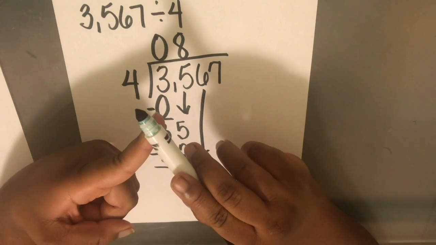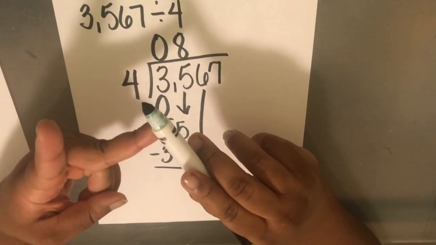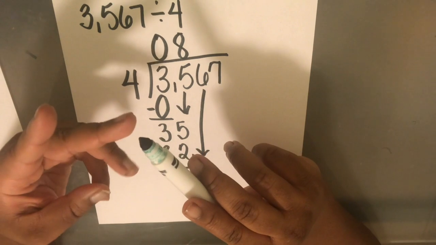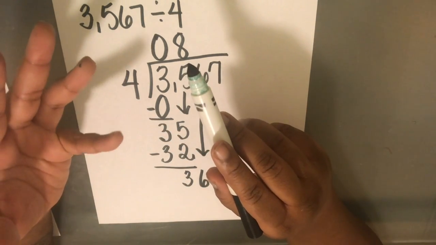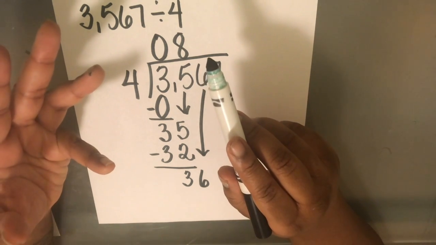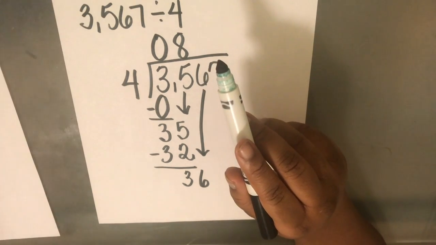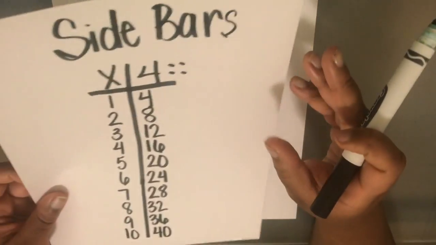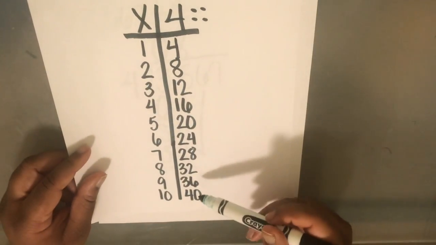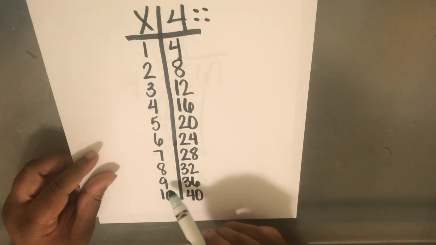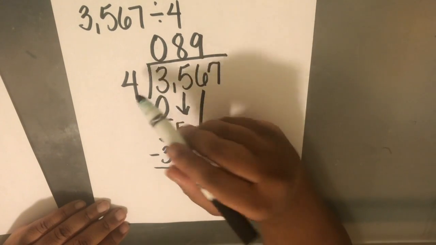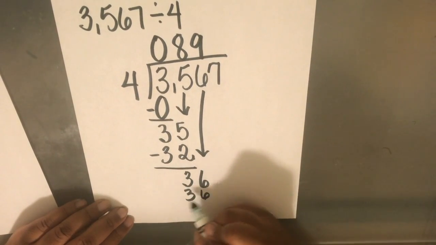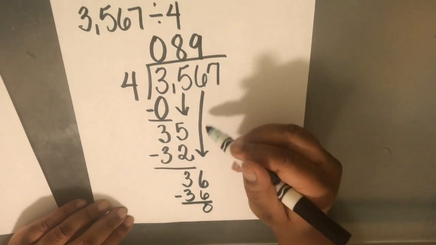4 times 5 is 20. 4 times 6 is 24. 4 times 7 is 28. 4 times 8 is 32. 4 times 9 is 36. It's just right. So we're going to use 9. But if you didn't know that, you can go on your sidebar and look. You see 36 right there? So you know that 4 goes into 36 9 times. Put the 9. 4 times 9 is equal to 36. Subtract. I'm going to bring down the 7.